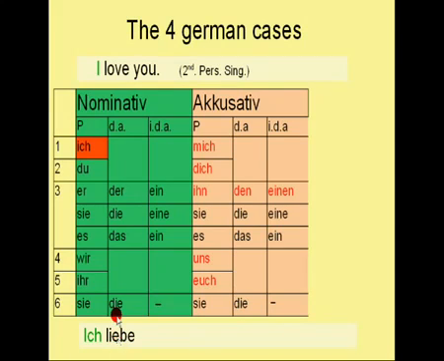Ich liebe. So you is the direct object of the sentence. And it's in the second person singular. So what is the second person singular for the accusative pronoun? It is dich. Dich stands for the direct object. So the sentence would be Ich liebe dich.